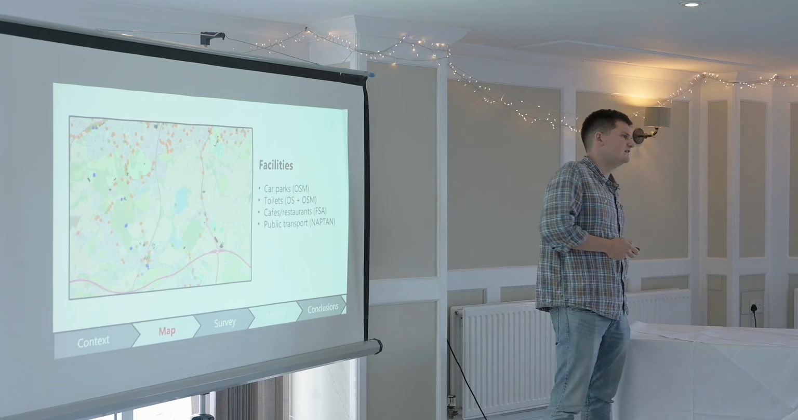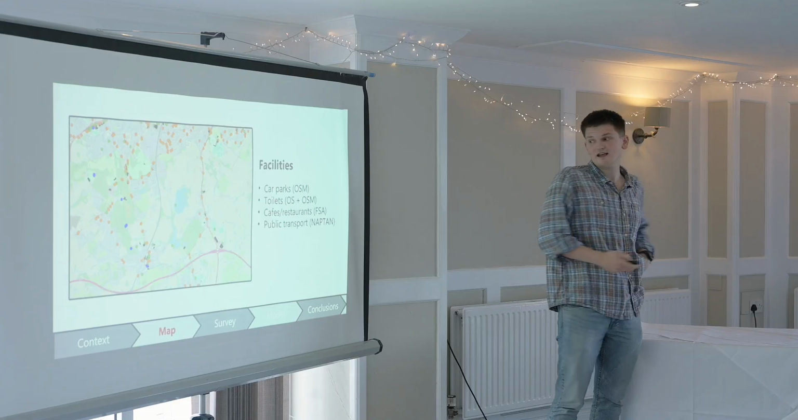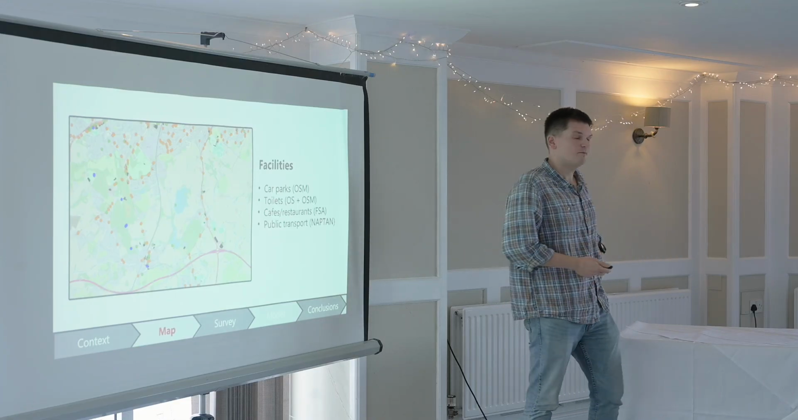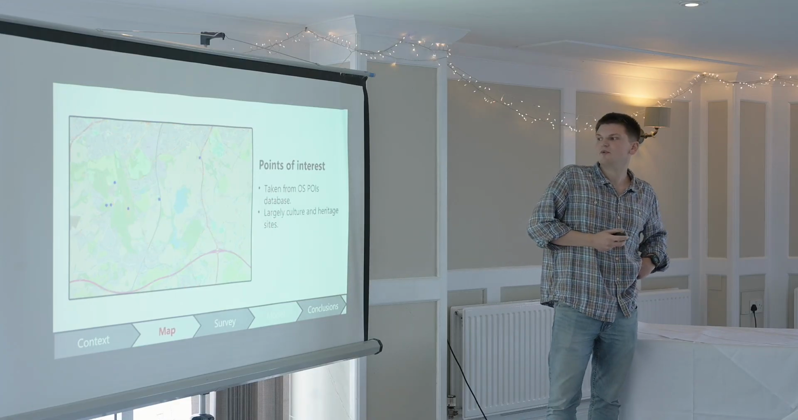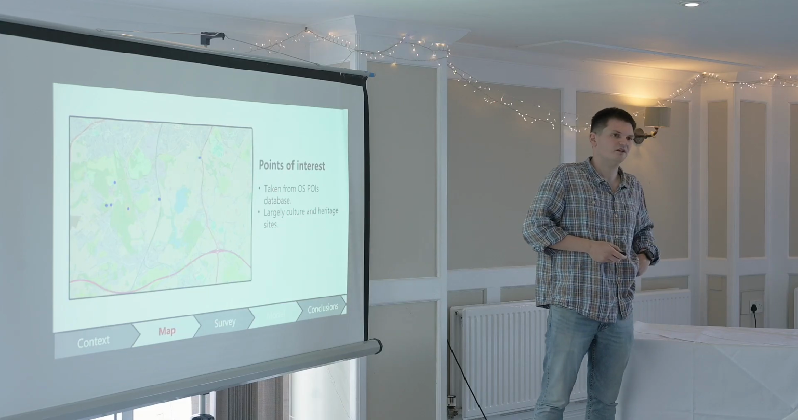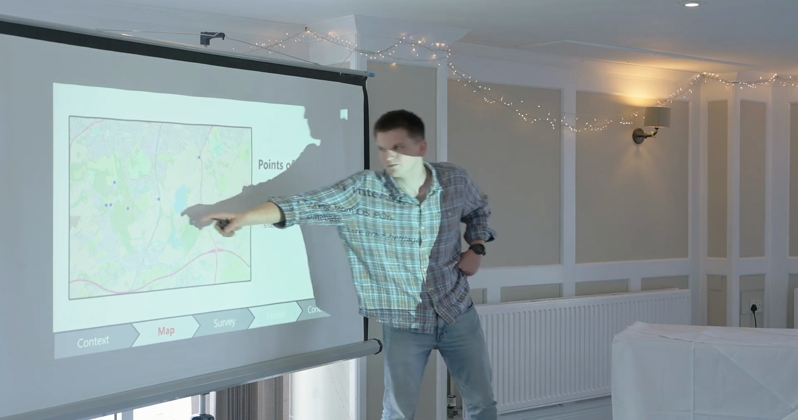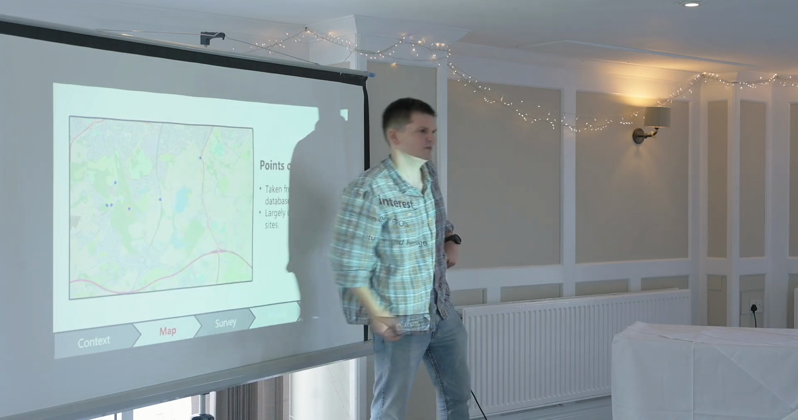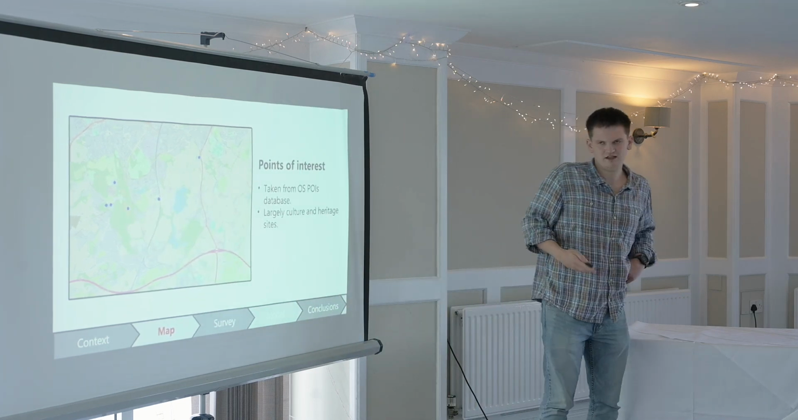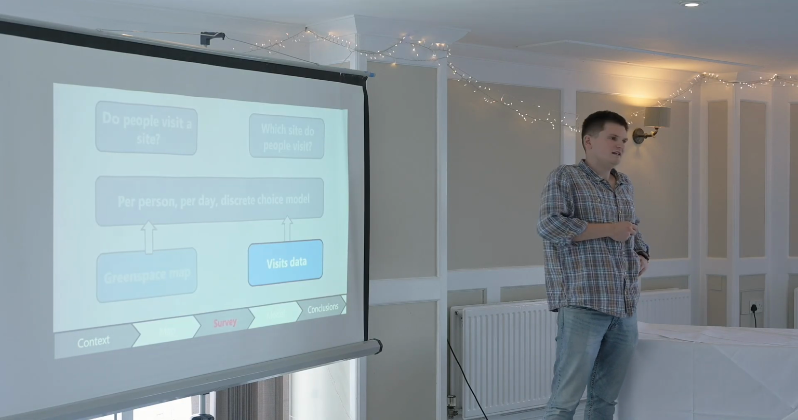We're also bringing in facilities where these places have got car parks and toilets and cafes, whether you can get there by public transport, and also points of interest. These are all sorts of different things taken from an OS data set. That's like a war memorial, and that's a big obelisk. So yeah, all sorts of things. So that's the green space maps.